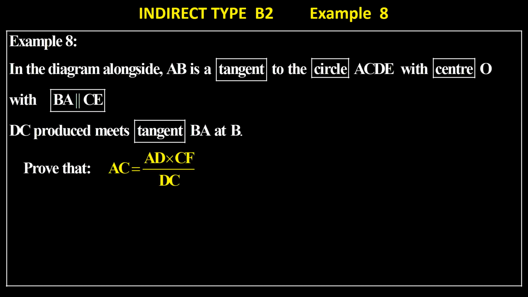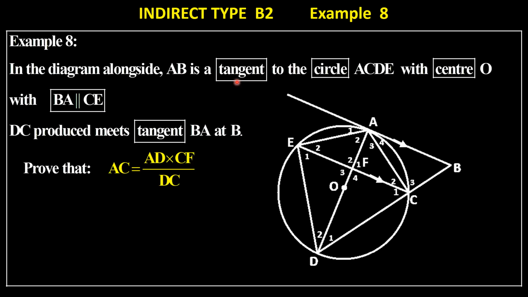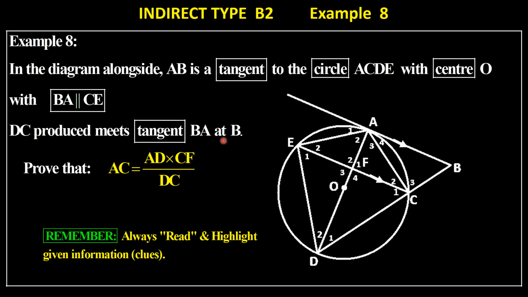Now let's look at an example of the indirect type B2. This is example number 8. There we have in the diagram alongside, AB is a tangent to the circle with center O. And BA is parallel to EC, and you can see that this is what we want to prove. This is our type B question. Always remember that you have to read your question carefully. So the key word there is tangent. So maybe highlight the tangent. That reminds you to apply the tangent theorem.